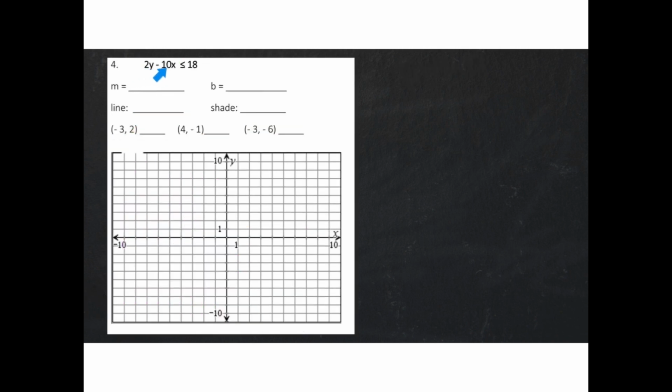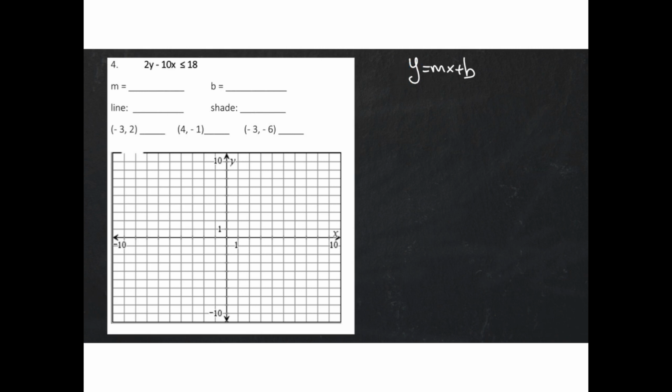We have 2y minus 10x is less or equal than 18. And again, we're going to start trying to figure out what is the slope, what is the y-intercept. So we need to start again with y equals mx plus b. And here's where we're going to find our first problem, because this does not look like that. I know there's this inequality, but the y is not alone. So that's going to be our first step.